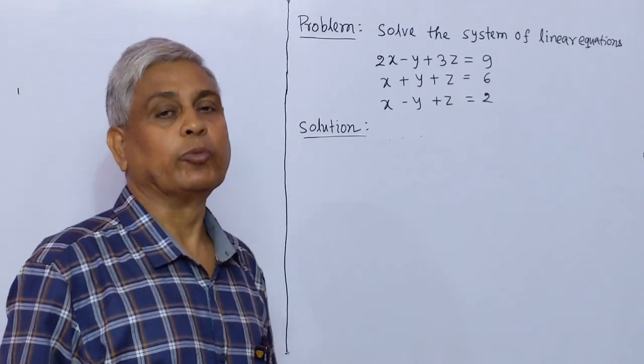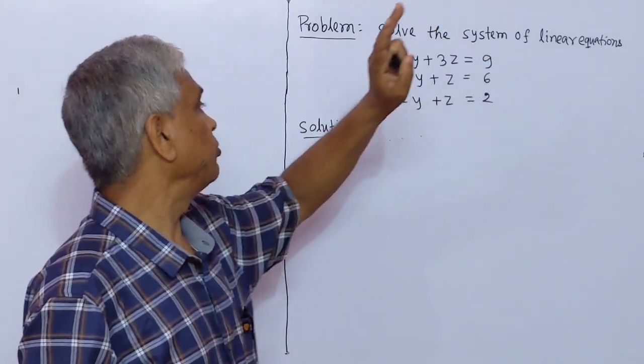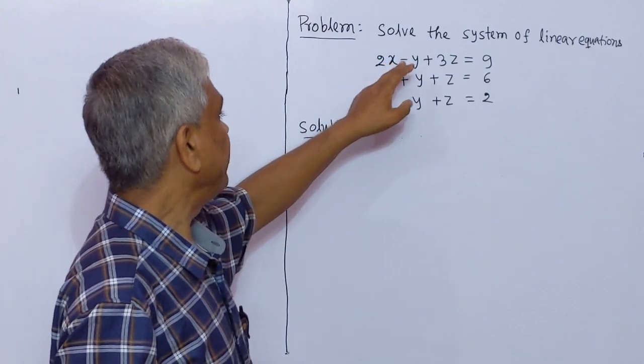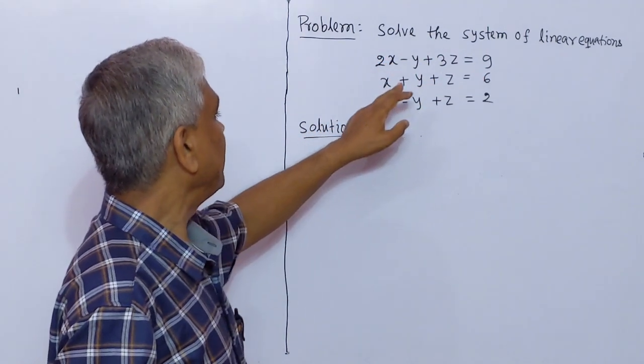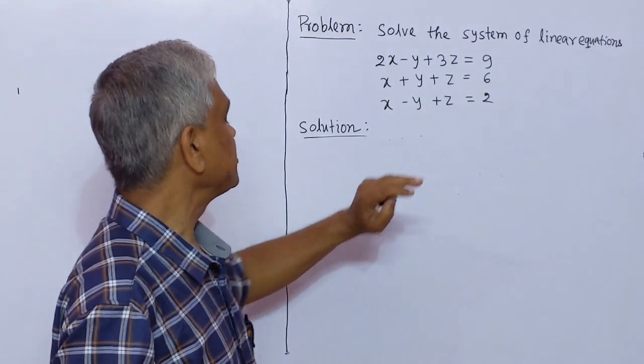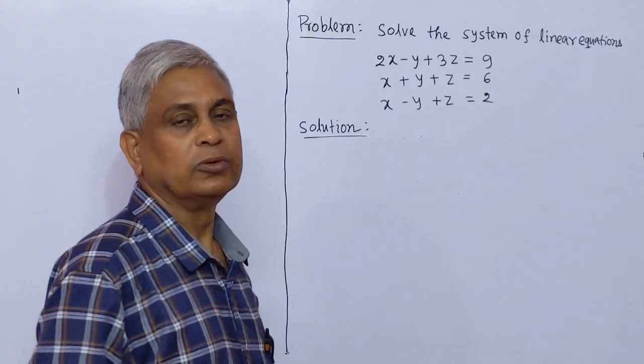Now we solve a problem. The problem is, solve the system of linear equations 2x minus y plus 3z equal to 9, x plus y plus z equal to 6, x minus y plus z equal to 2.